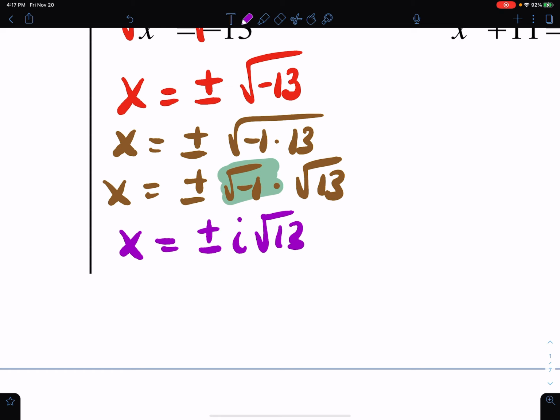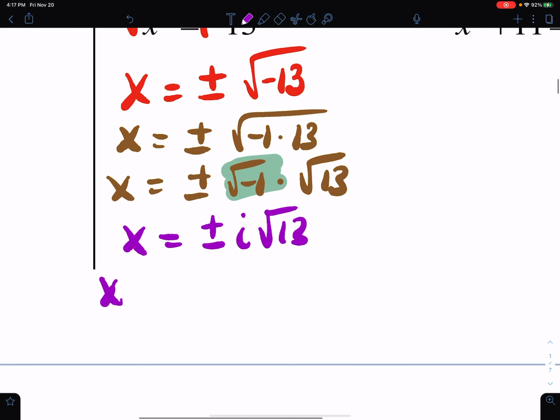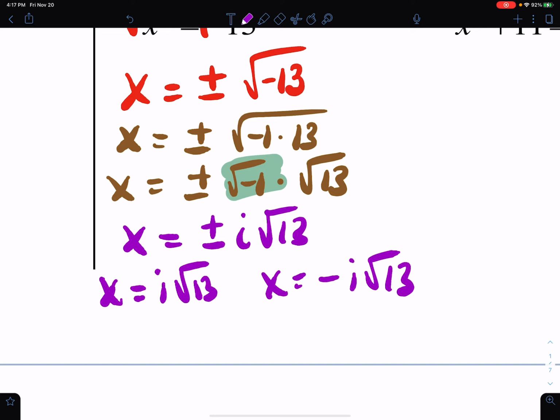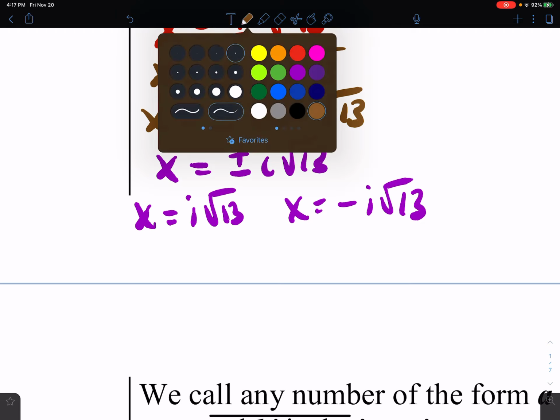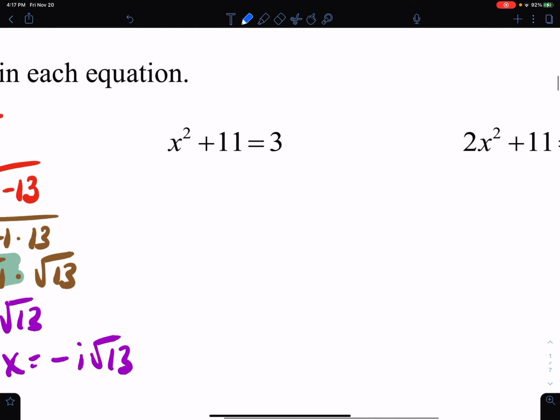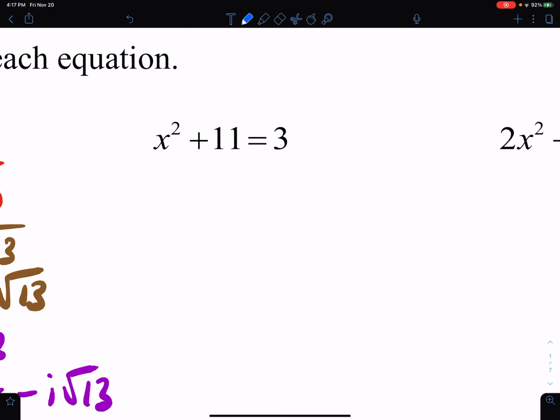So this number, i root 13, we could break it up and say this is either i root 13, or we could say it's negative i root 13. We could check that, right? Well, we'll check that later. Let's just keep moving. If we go to the next one, again, we're trying to solve, so we need to isolate x. So we'd subtract 11.